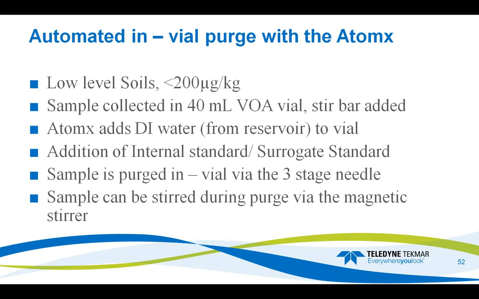The Atomx will add the water for us via the DI water reservoir. It adds the internal standards and the surrogates, puts those into that DI water as it's transferring them from the syringe to the vial, and then we purge in that vial with our 3-stage needle. The lowest port on the needle is where purge gas exits and bubbles through the water column, and it's collected at the highest port on the needle and taken to the analytical trap. And then finally, our sample can be stirred during this process using our magnetic stir and a stir bar that's added at the time of collection.